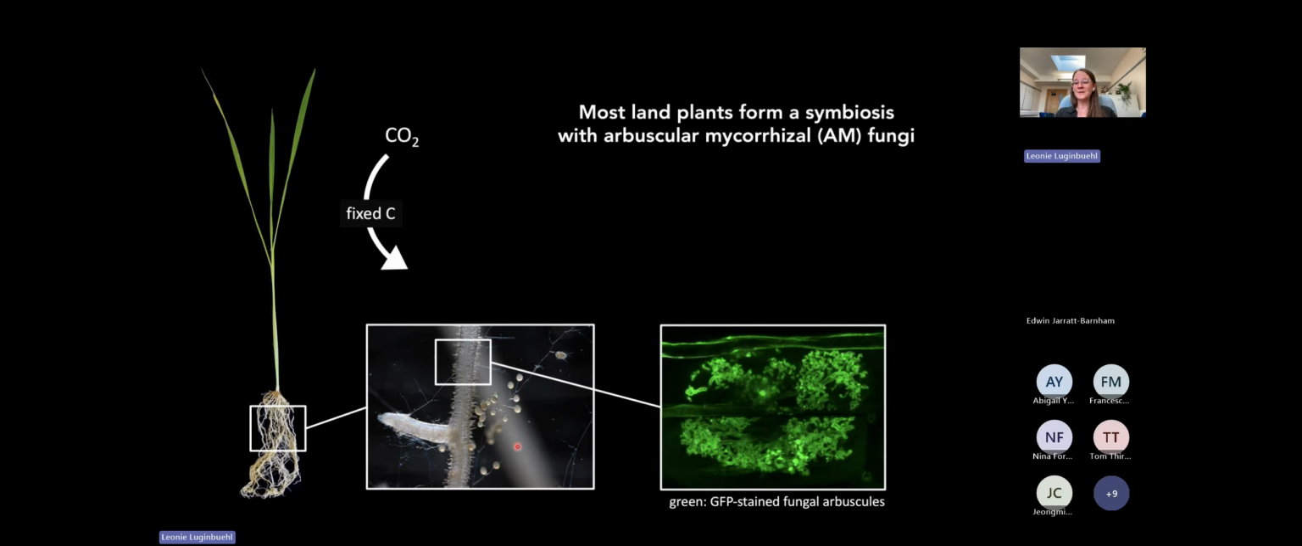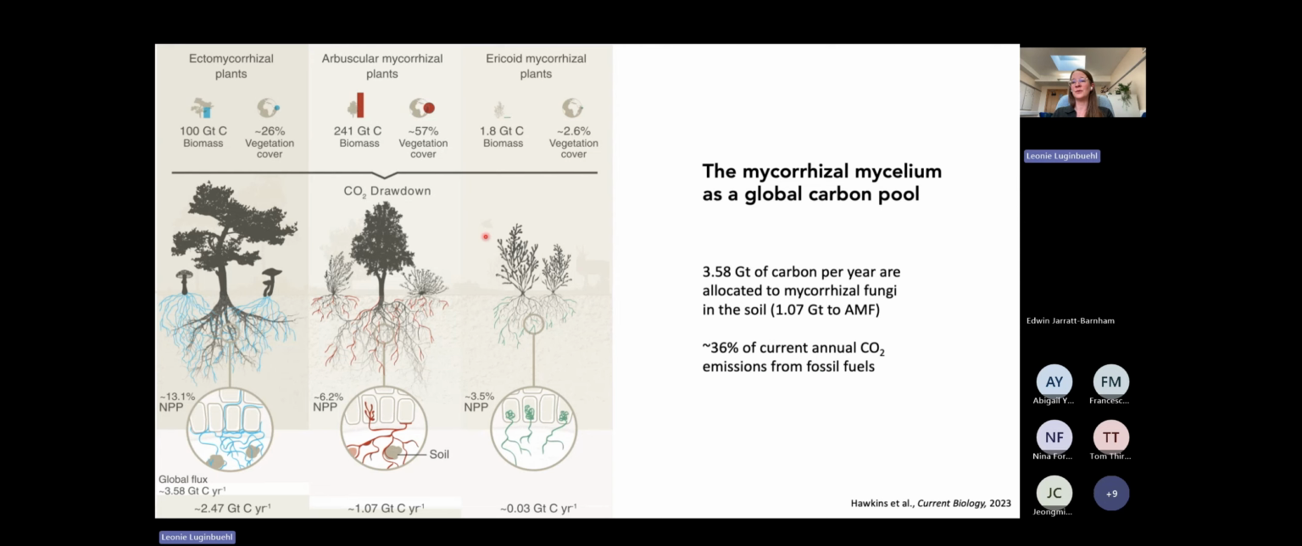Now, this carbon transfer not only is really important for the fungus to survive, but actually up to 30% of fixed carbon can be allocated to these mycorrhizal fungi in roots. And so it's a huge proportion of carbon that goes to these beneficial fungi. And at a global scale, it's really important as well.